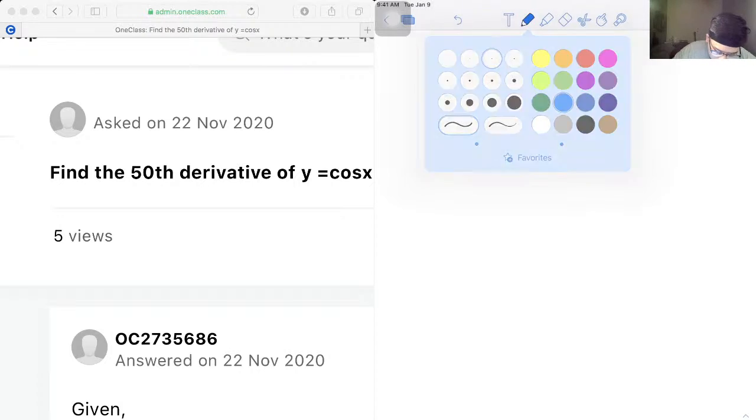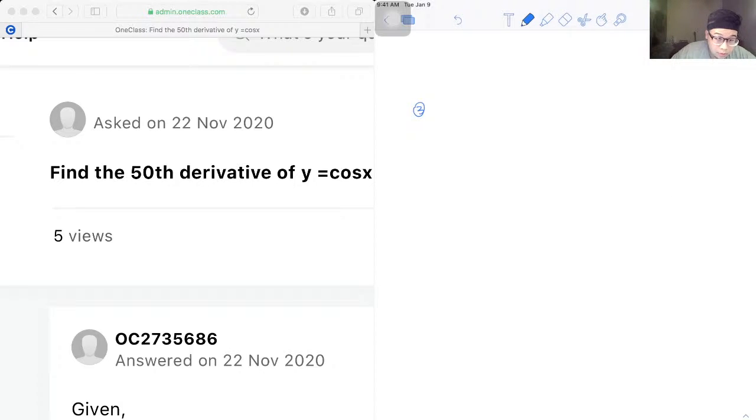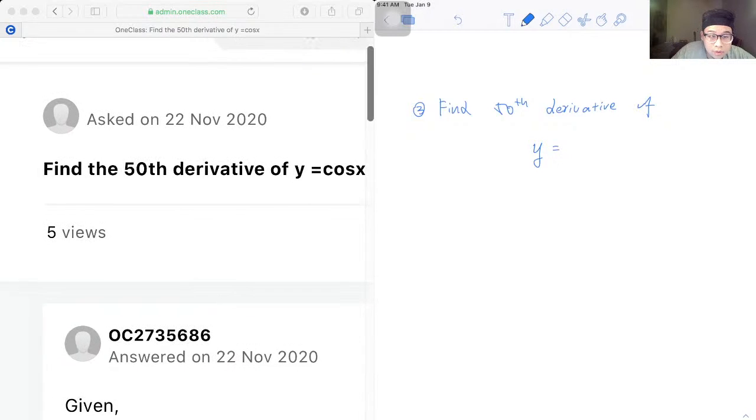Alright, so our third question today is asking us to find the 50th derivative of y equals cosine 2x.